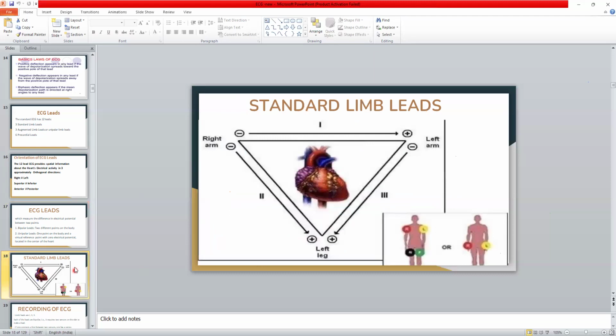Let me show the diagrammatic picture. This is the standard limb lead showing lead 1, lead 2, and lead 3. Lead 1 is between the right arm and the left arm. Lead 2 is between the right arm and the left leg. And lead 3 is between the left arm and the left leg.